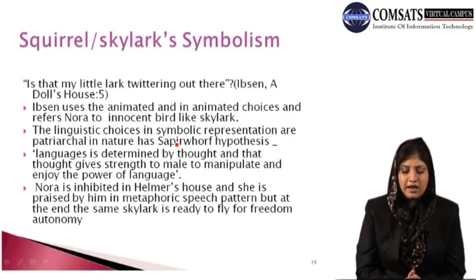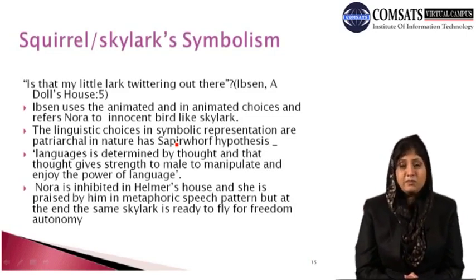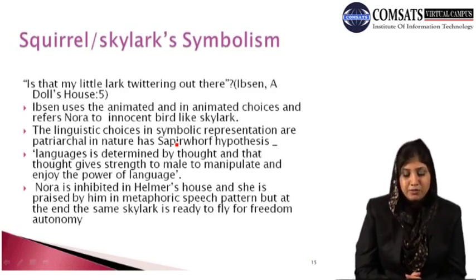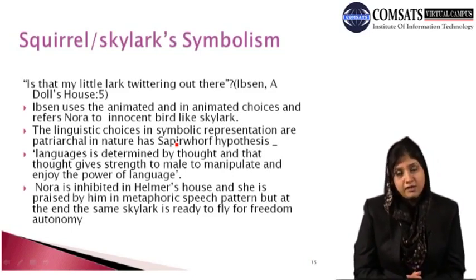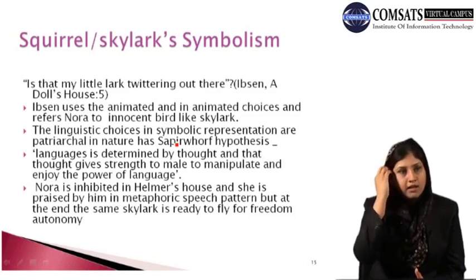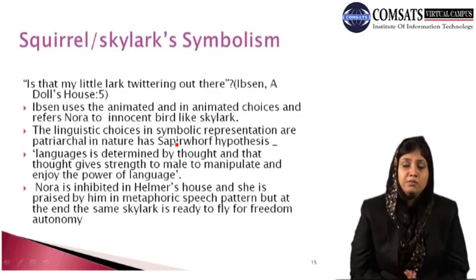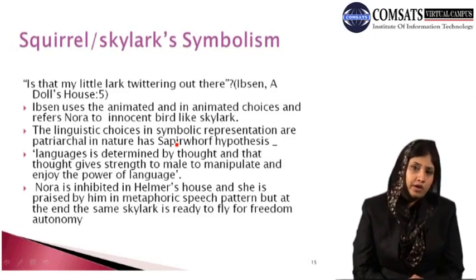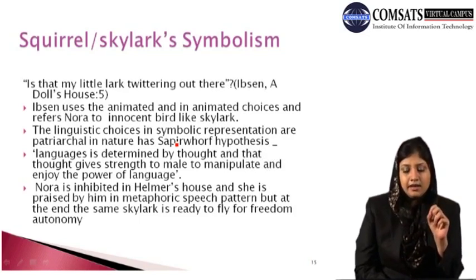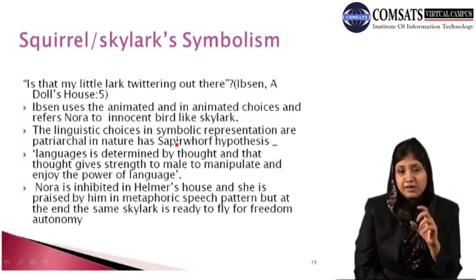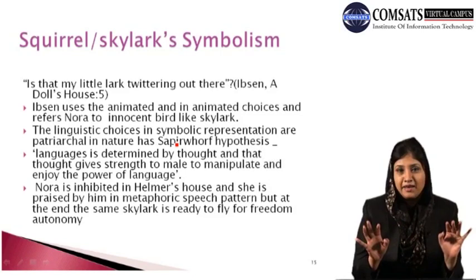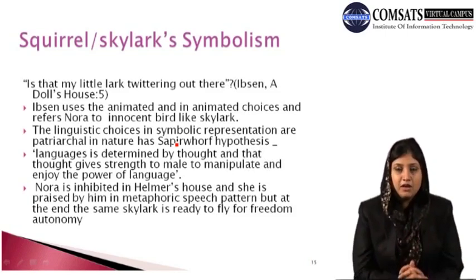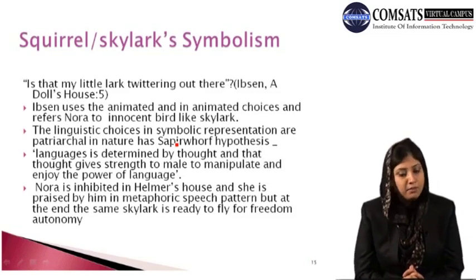Nora is inhibited, restricted in Helmer's house, and she is praised by him in metaphoric speech patterns. But in the end, the same skylark, the same pleasing, singing, chattering bird, is ready to fly for freedom and autonomy. So why does Ibsen use the symbol of a bird for Nora? Not just to reflect Torvald's understanding of her as a little tiny thing, but also because of the aspect of freedom attached to a bird. A bird can fly, so a bird is naturally free to go anywhere unless it is caged. That is why no other animal is used as a symbol here but the skylark.